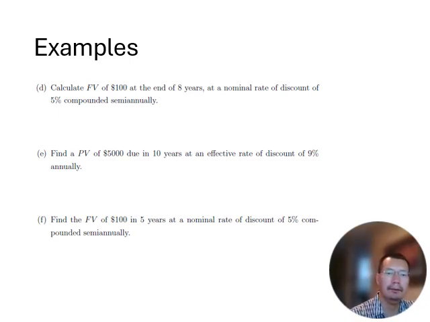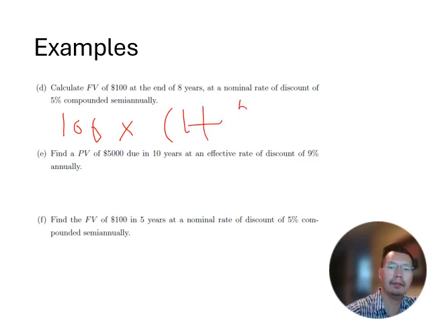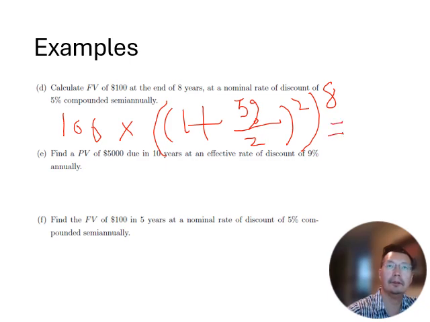Okay, example D. Calculate the future value of $100 at the end of 8 years at a nominal rate of discount of 5% compound semi-annually. So if we only have 1 year, first we calculate the 1 year rate, which would be 1 plus 5% divided by 2, to the power 2. But since it's the end of 8 years, you will have to do another 8th power. Therefore, the result is 149.94.